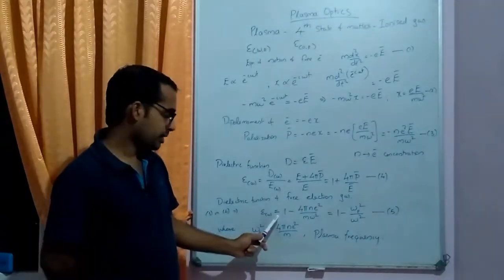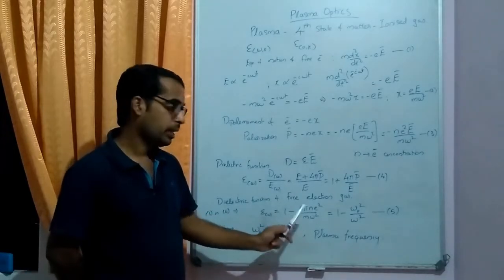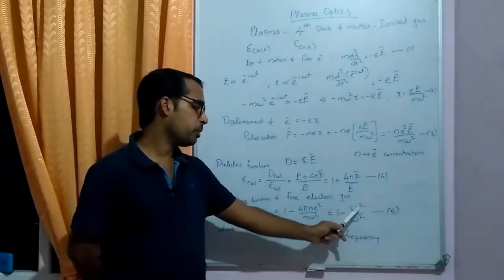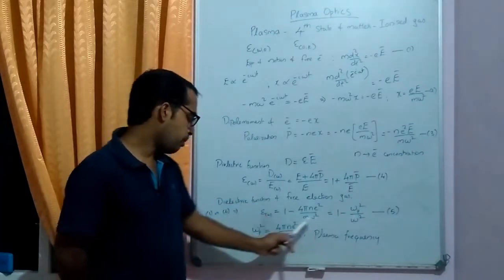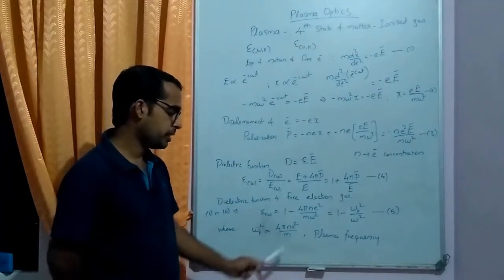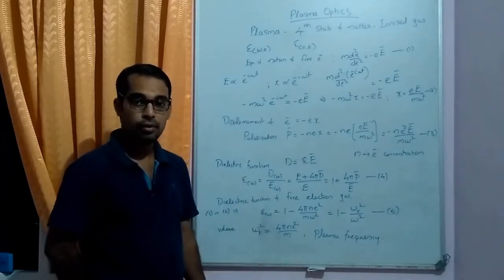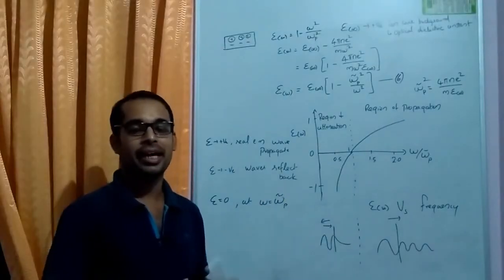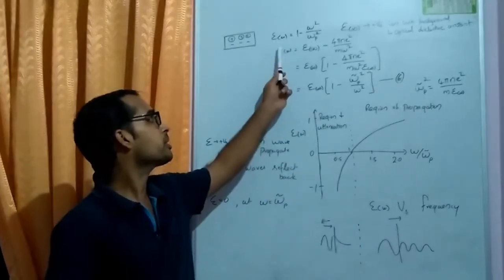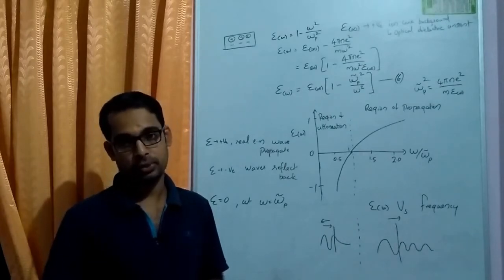You will get this expression: epsilon(omega) is equal to 1 minus 4 pi n e squared by m omega squared, which we can write as 1 minus omega_p squared by omega squared, where omega_p squared is defined as 4 pi n e squared by m. We define this omega_p as the plasma frequency. We just observed how the dielectric function epsilon(omega) depends on the frequency.